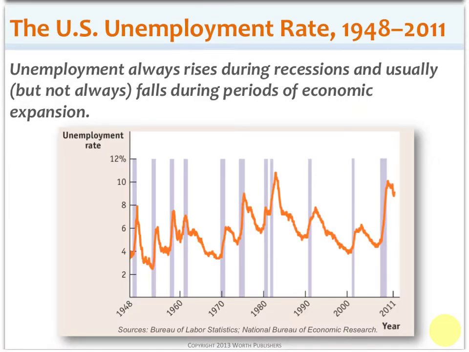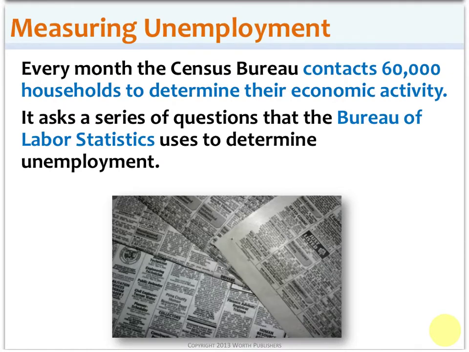So we've seen this type of graph before, where we're looking at the purple shaded vertical lines as recessions, and we notice that unemployment always rises during recessions, and not always, but usually falls during periods of economic expansion, if not at first, then eventually as the expansion takes off. And we'll look at unemployment first.